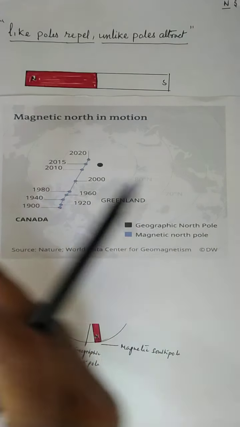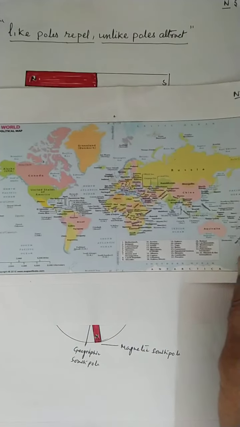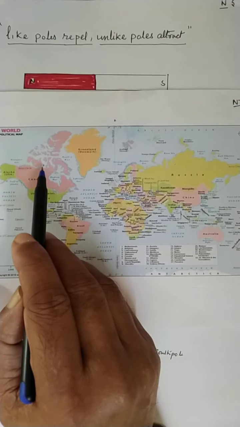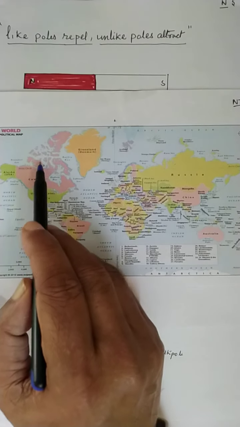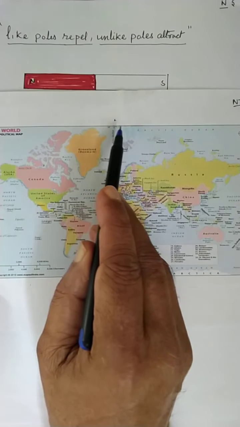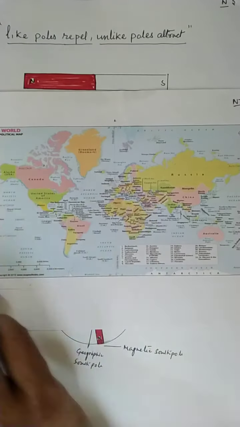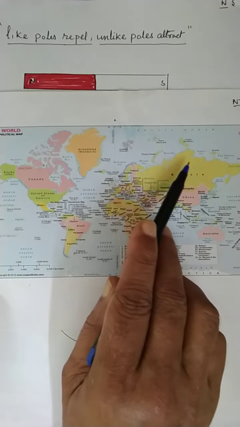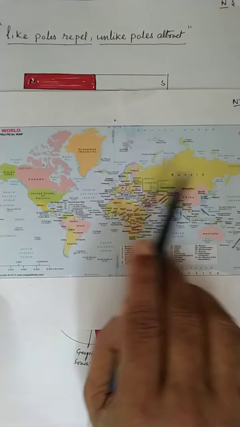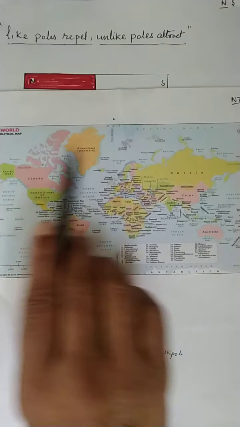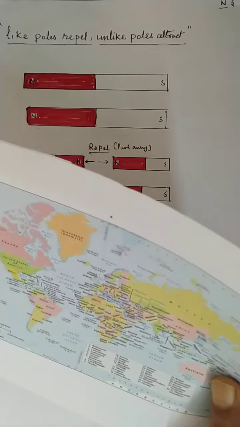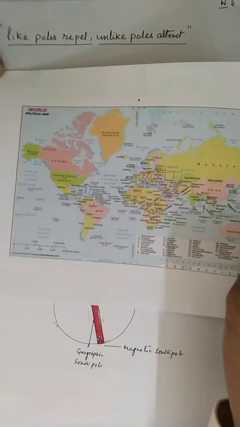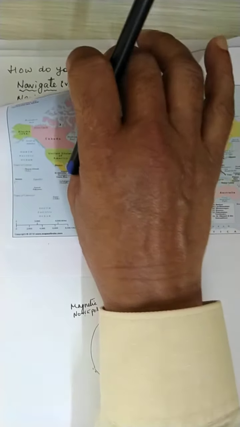Now I will show you the world map so that you understand it better. Actually this magnetic north pole was here. Now it is moving like this, and today it is almost here, and then it is going towards Russia, Siberia. So this is a very interesting point. Scientists are working on why it is happening. But this is a fact and you must understand it.